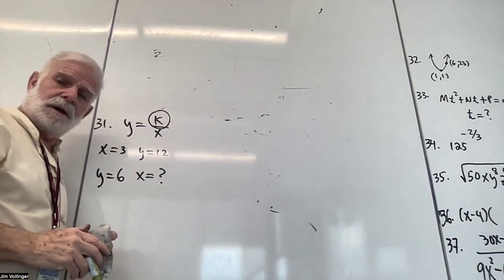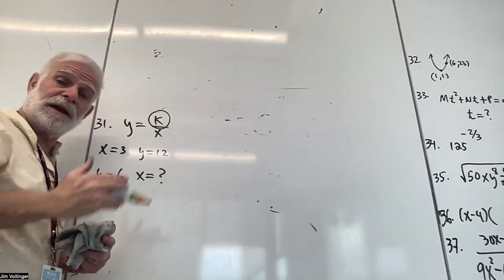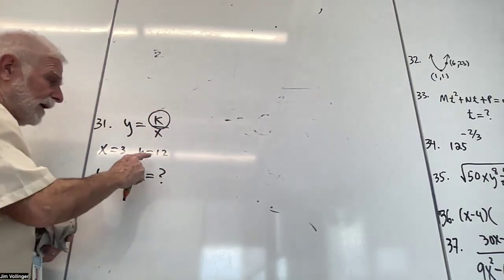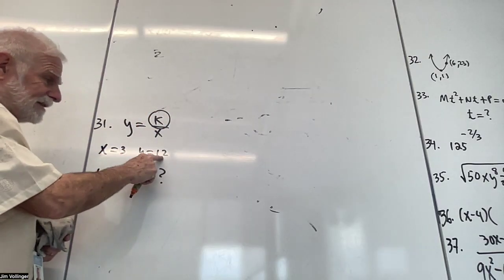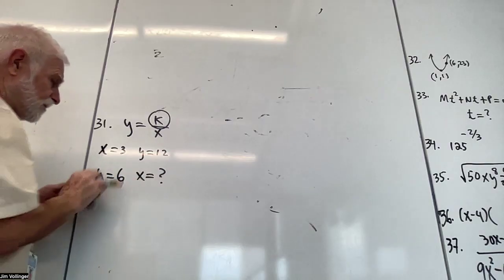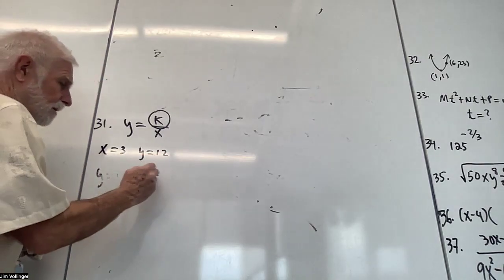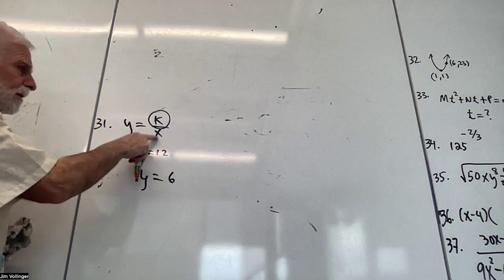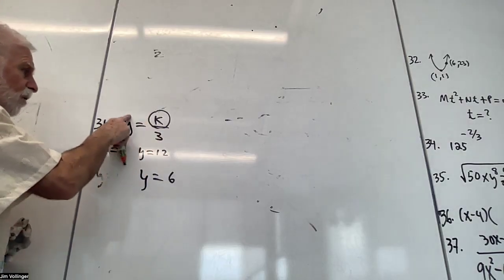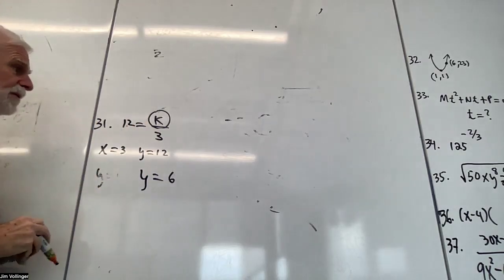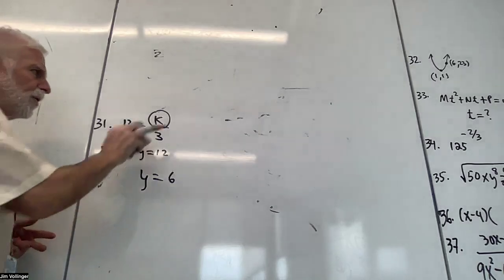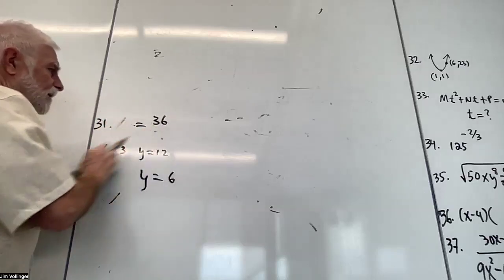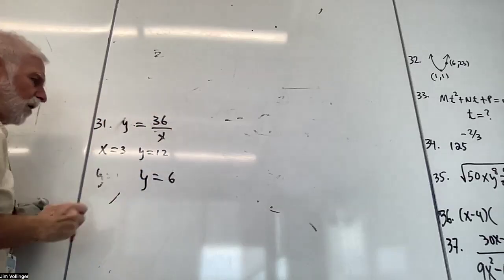Inverse variation, inverse change means as x gets bigger, your original y gets smaller. So as this number gets bigger, that's going to get smaller. Let's see if it happens. So let's put the y equals 6 over here, right? That got smaller. That number better get bigger. So let's plug 3 in. Let's plug 12 in. And now my constant of proportionality is no longer unknown. It's 36.